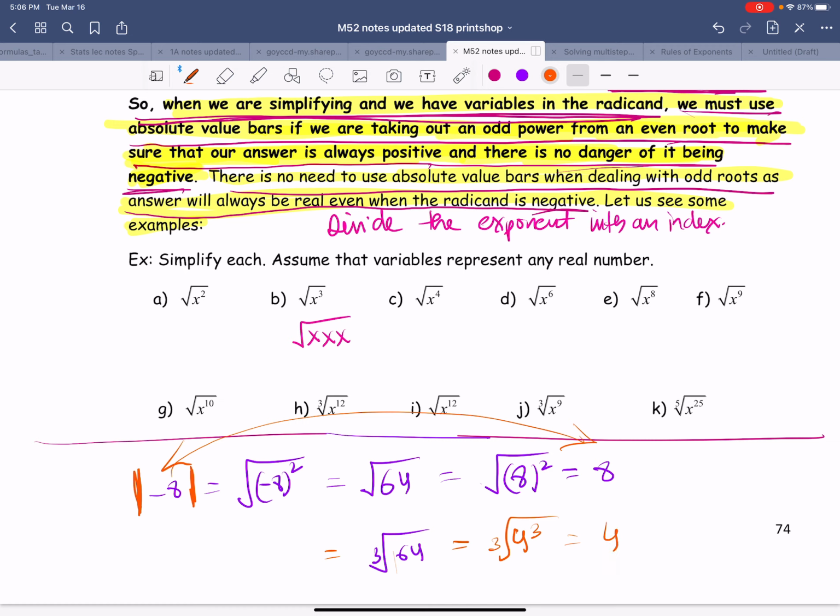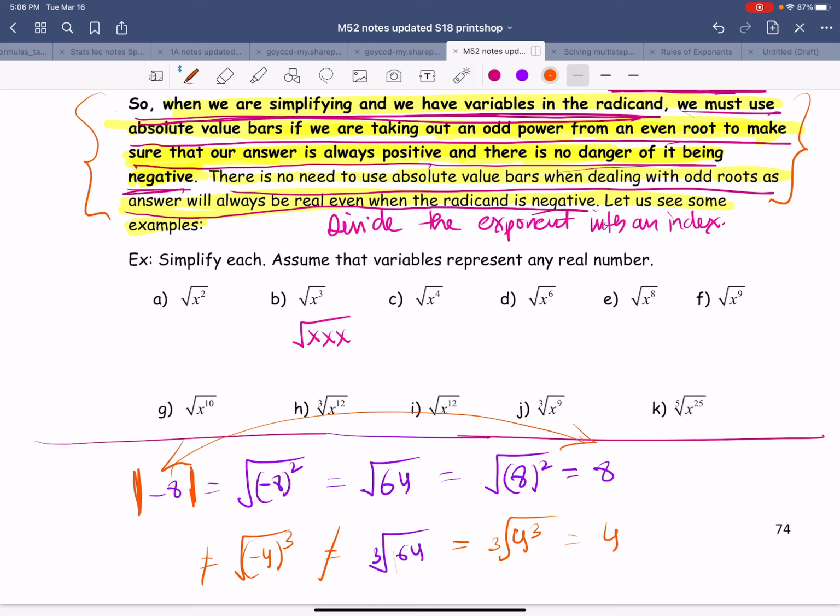So that means your 4 will come out. You cannot write it as negative 4 to the third power, because that's not equal to 64. That's equal to negative 64. Okay, so memorize this, remember this.